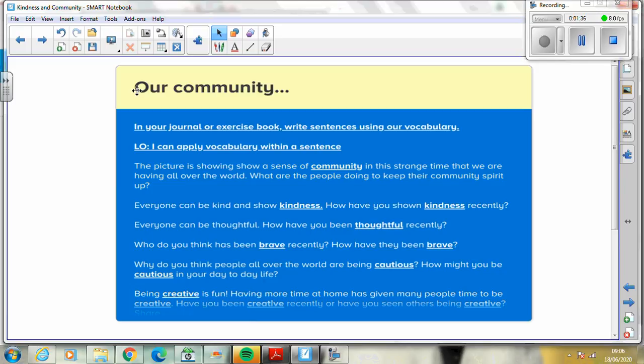So the first picture that we looked at with all the hands together in the red heart, these pictures showing a sense of community, and I think we'll all agree that community is very, very important, especially at the moment with what's happening in the world. And I just wonder if you could have a think about what are the people doing in this picture to keep their community spirit up. What do you think the meaning of that picture is?